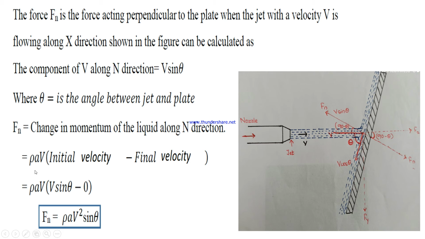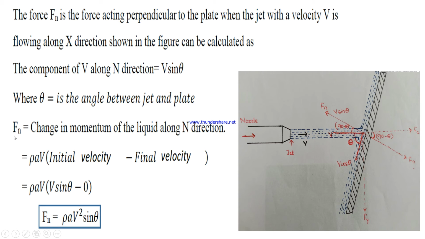That is equal to mass flow rate times initial velocity minus final velocity. Momentum means mass times velocity, and rate of change means with respect to time. So we take mass upon time outside, that is the mass flow rate, and mass flow rate is rho A V. Rho represents the density of water, A represents the cross-sectional area of the jet, and V represents the velocity of the jet of water.